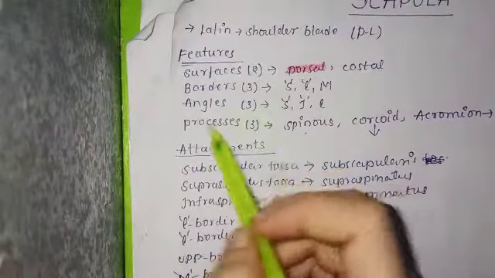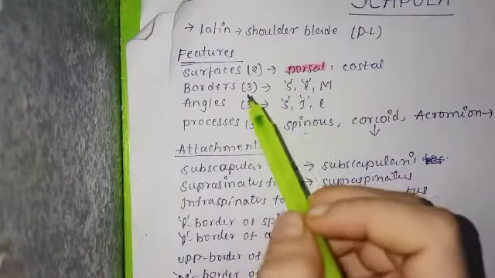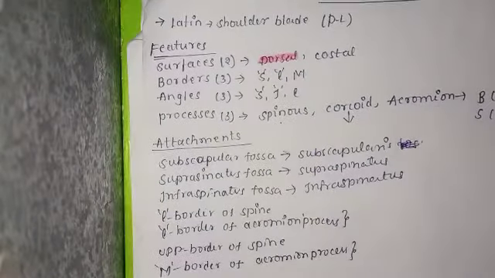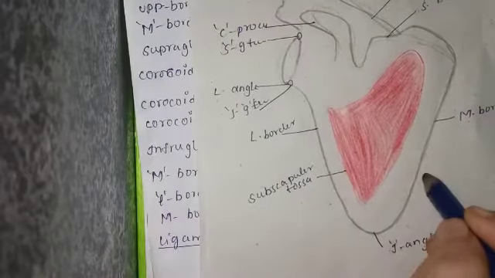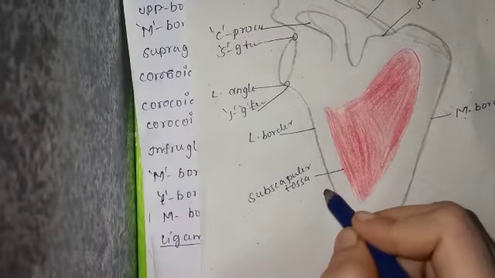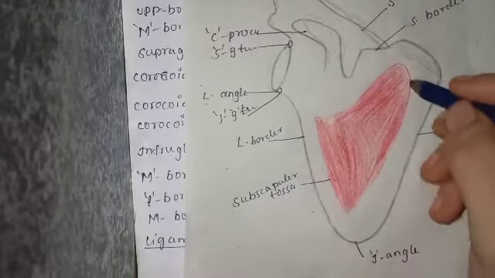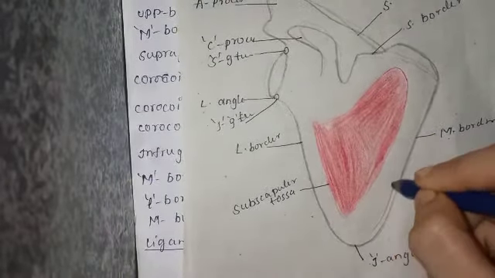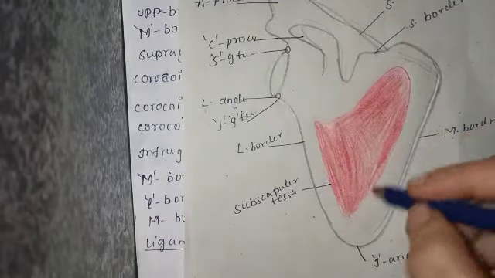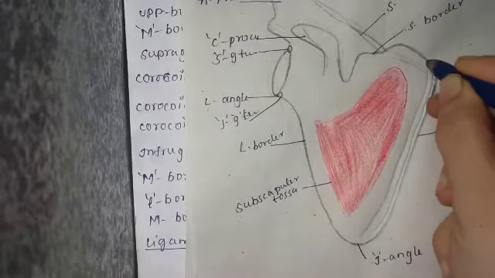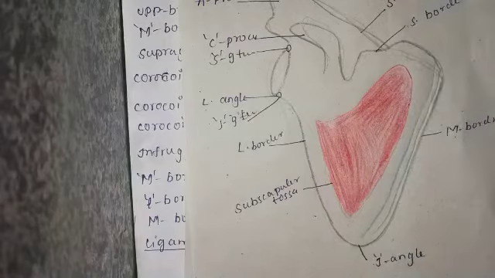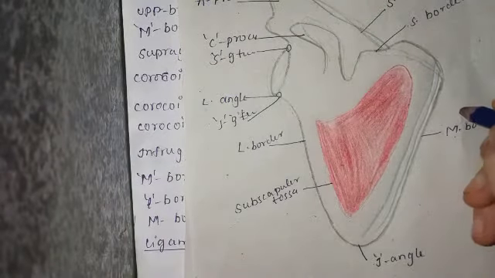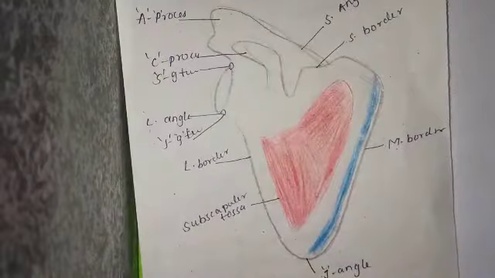Coming to the borders of our scapula, let us see the attachments at the borders. This is the medial border and this is the lateral border of our scapula. Now at the medial border of our scapula we can see the insertion of the serratus anterior muscle. Means at the costal surface of the medial border we can see the insertion of the serratus anterior. So here we can see the insertion of the serratus anterior muscle.